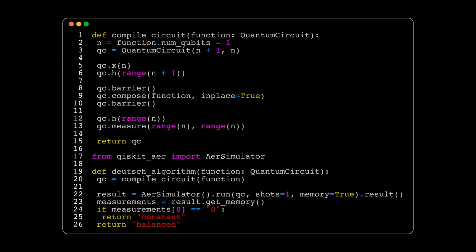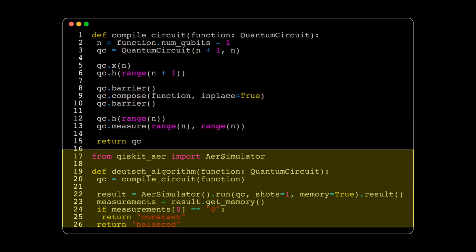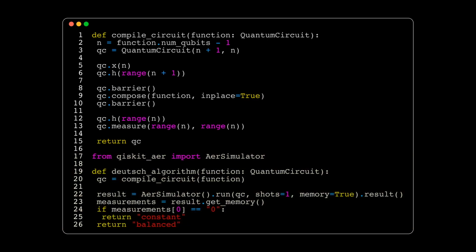The first part of this next code segment actually builds Deutsch's algorithm, placing the necessary Hadamard gates for each qubit. Finally, this last code segment actually performs the algorithm, outputting constant or balanced.